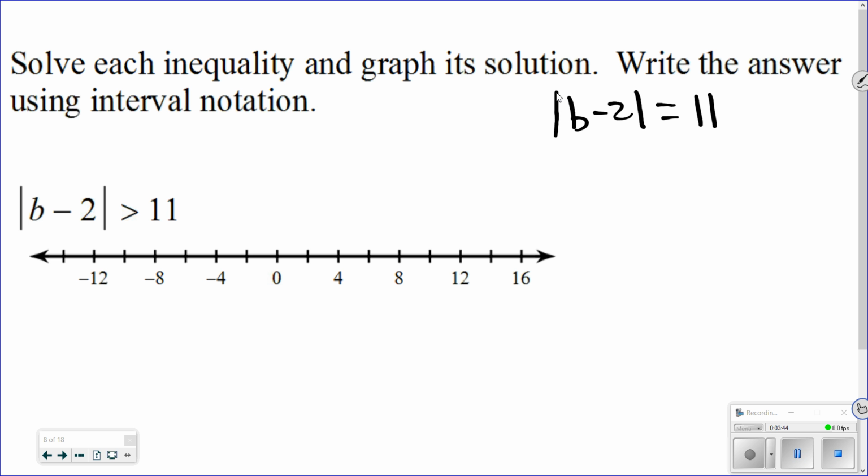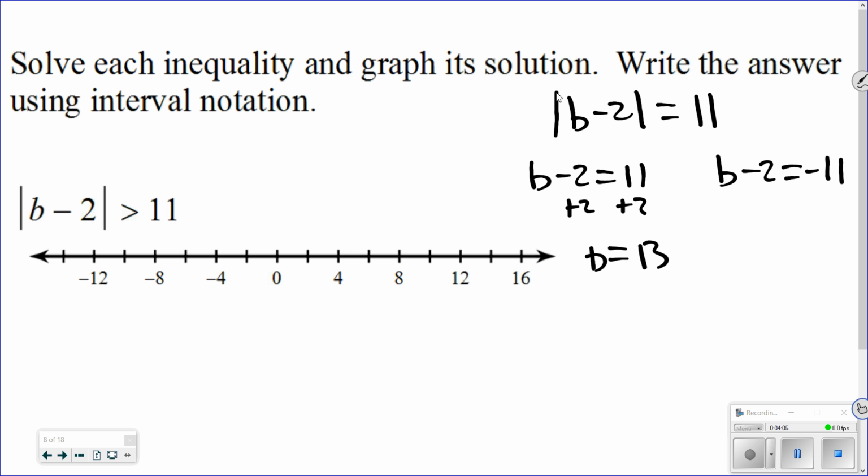So remember how we solve these equations. You get the absolute value by itself. It already is. Write your two different equations: b minus 2 equals 11, and b minus 2 equals negative 11. We're going to solve both of those. So I'm going to add the 2 over. My first answer for that equation is b equals 13. On this one, I add the 2 over, and I get b equals negative 9. Those are my two answers.